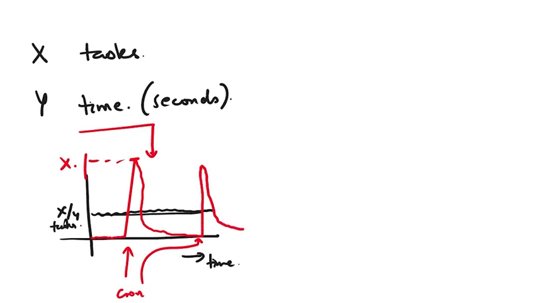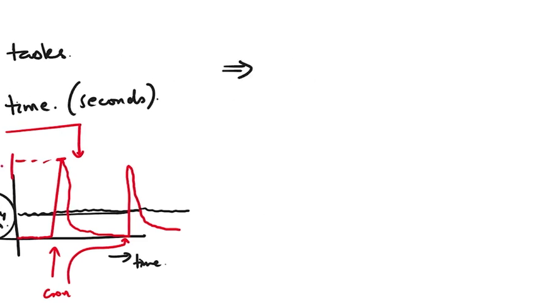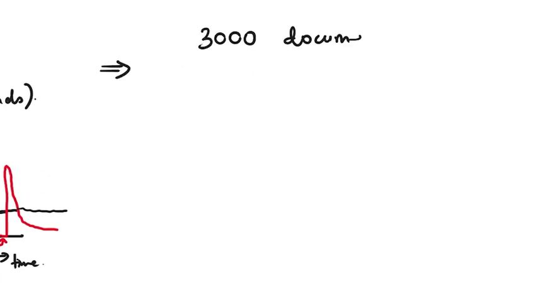So you want to convert this red line into the smooth black line that we have, always going at X by Y number of tasks. This is the idea. How do you do this? Let's say you have 3000 documents and 30 minutes of time.